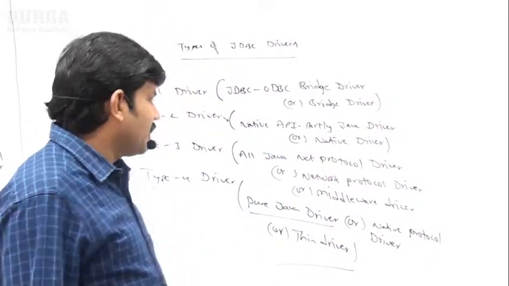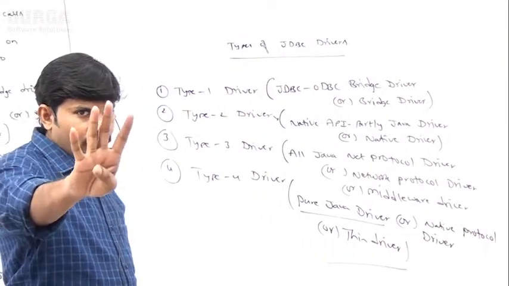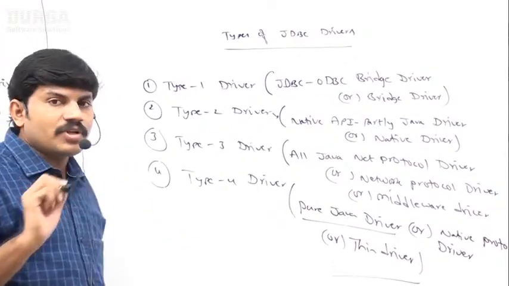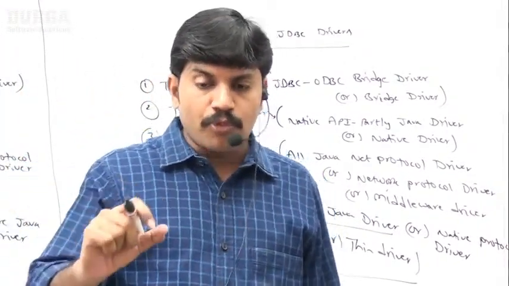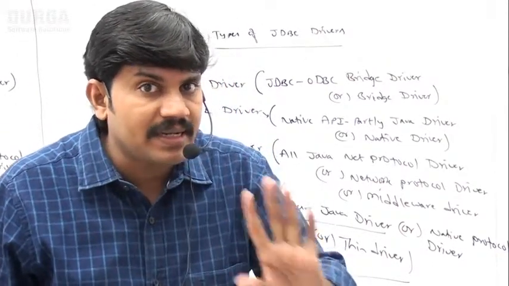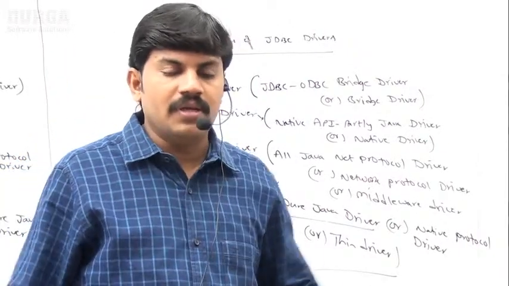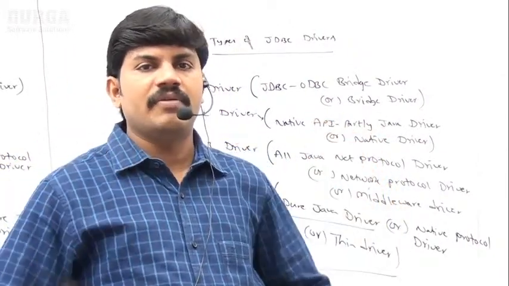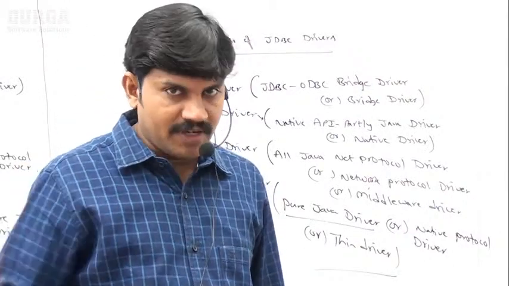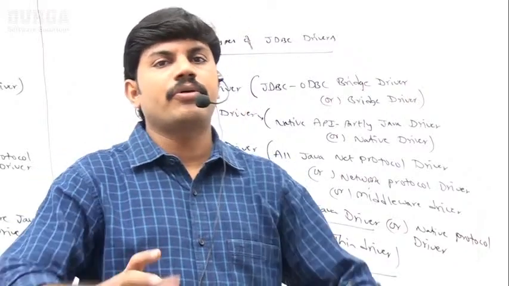Observe that point here. Basically there are 4 types of drivers. But very recently, there is one software company named Progress DataDirect. This company introduced one special third party driver, which they named the type 5 driver. So Progress DataDirect, a third party, introduced one driver.